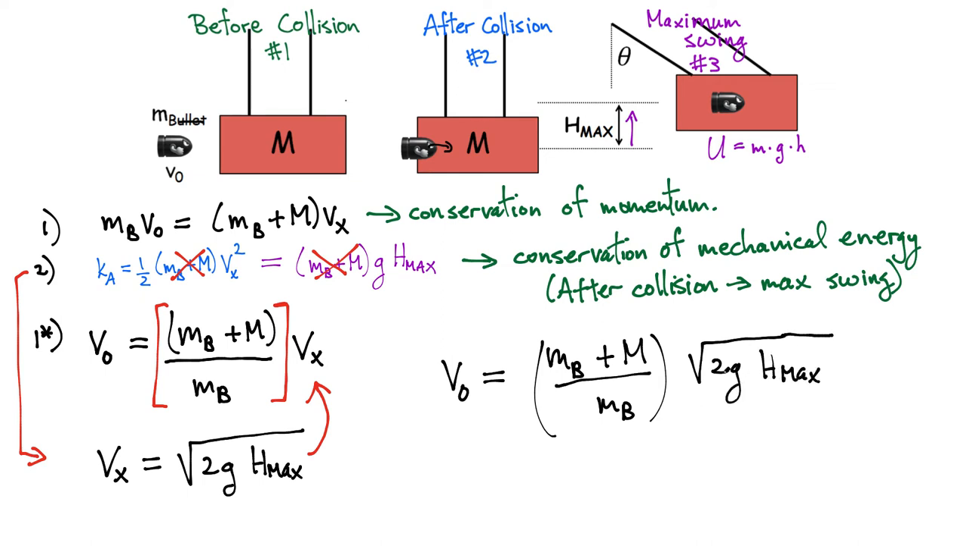This was a little bit of algebra, but this really is my final expression for the initial speed of the bullet. Let's now put in some realistic numbers for the masses of the block and the bullet and the height, and see what we get. I also want to look at the kinetic energy before and after the collision to see how much kinetic energy we lose during this process.